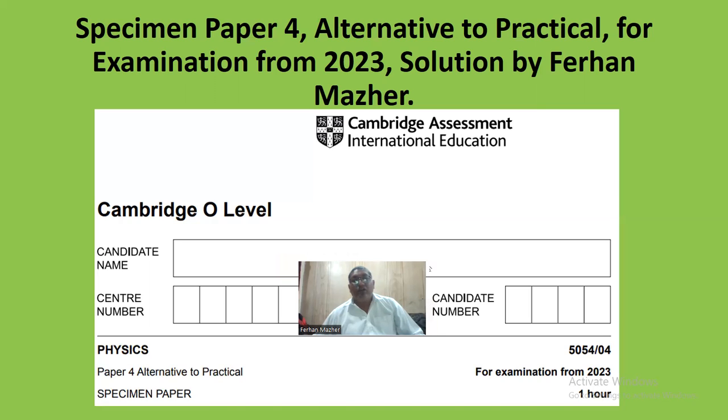Paper 4 will be of 40 marks. Previously it was of 30 marks. Now it will be of 40 marks, and this is the one specimen paper which is available on the Cambridge website. In June, the paper will be on this pattern. So today in this video, I'm going to present the solution of this paper, and I will try my best to explain all the concepts and give you an idea how to write these answers. So let's start today's paper.